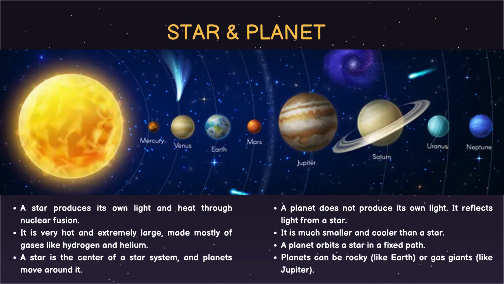A planet does not produce its own light. It reflects light from a star. It is much smaller and cooler than a star. A planet orbits a star in a fixed path. Planets can be rocky, like Earth, or gas giants, like Jupiter.